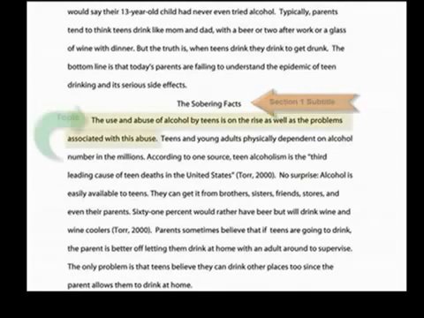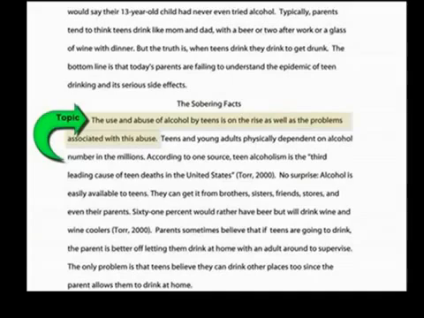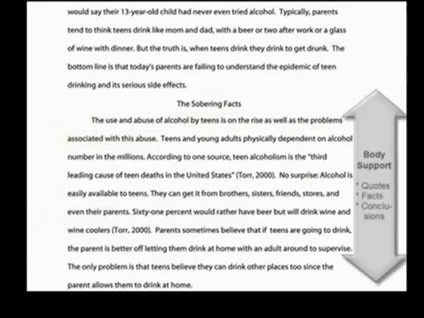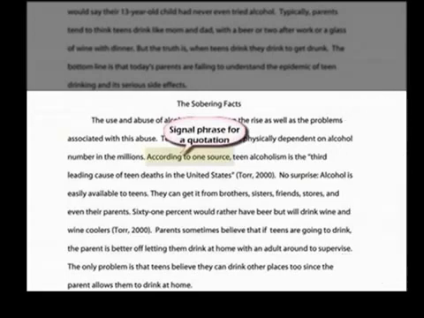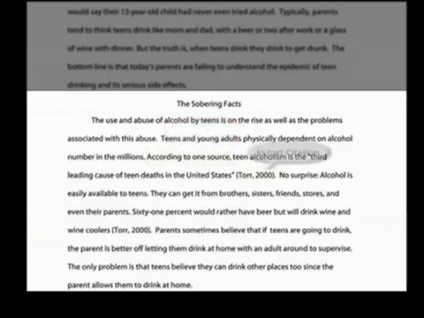Here comes the topic sentence. The use and abuse of alcohol by teens is on the rise, as well as the problems associated with this abuse. What can you expect to see in the rest of that paragraph? The numbers that support the rising use and abuse of alcohol by teens. Let's read it. Teens and young adults physically dependent on alcohol number in the millions. According to one source, great signal phrase there, teen alcoholism is the, quote, third leading cause of teen deaths in the United States. And then there's the in-text citation, Tor, 2000. Notice that was a signal phrase, and notice that the quote was followed by an in-text citation.